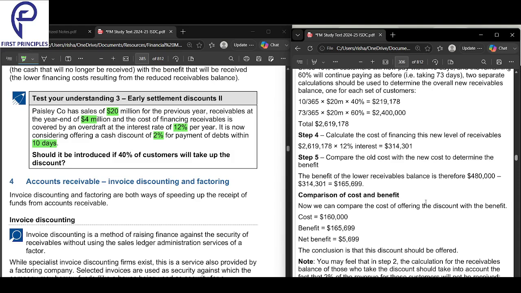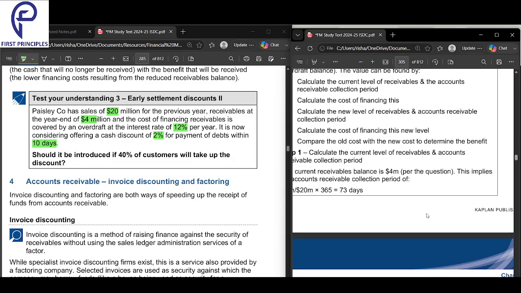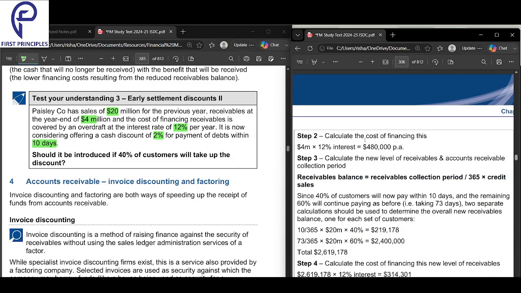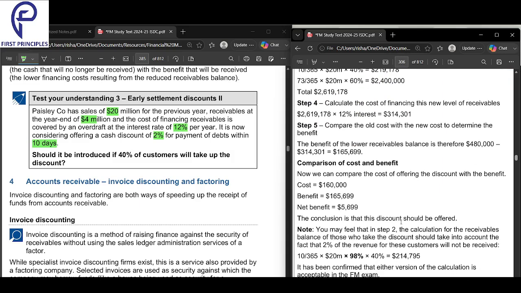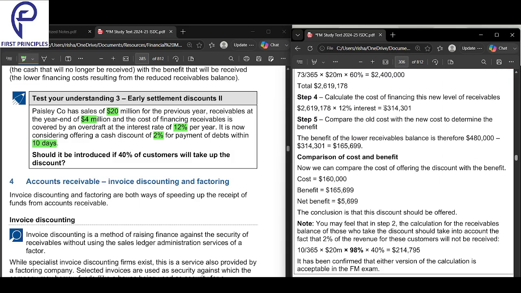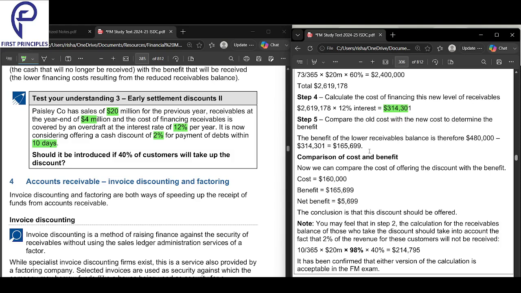Okay, you got this amount. Now calculate 12% of this. This is your new receivable balance. That gives 3 lakh 14,300. But the old receivable, when you were financing, it cost 480,000. The new receivable is costing 314. So it's better, 314 is lesser. So you should give the discount.